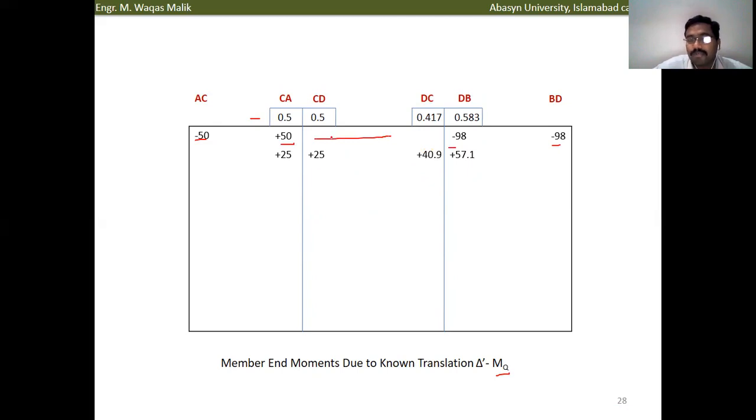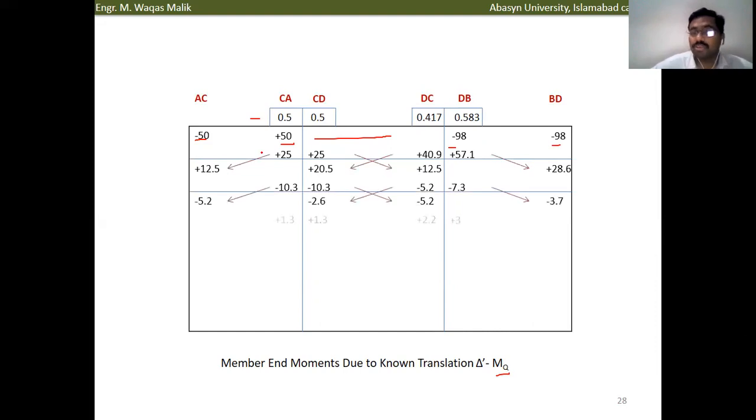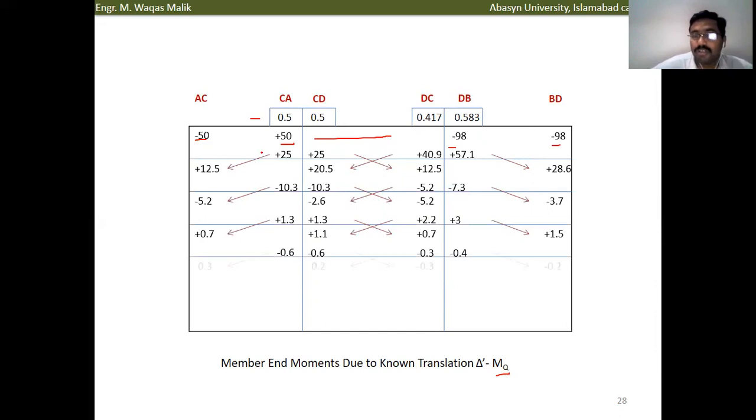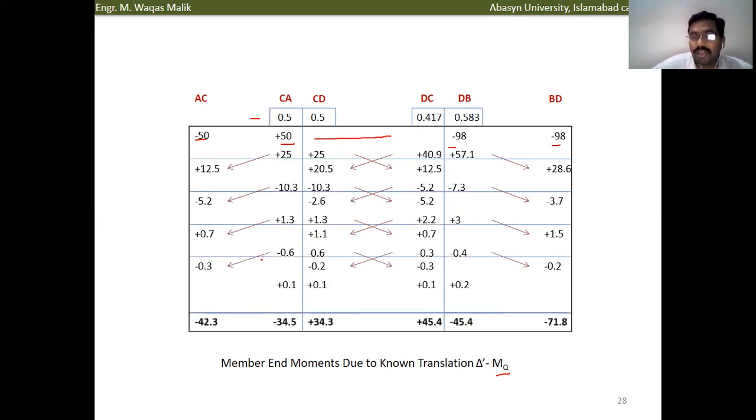In the next step, we are going to carry out the distribution of this moment, repeating the same procedure that we used for the first part, in which we prevented the movement of the sway using the roller supports. And ultimately we are going to find out the net values of the member end moments in each part of the frame.